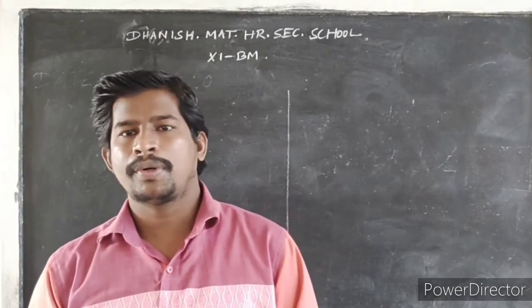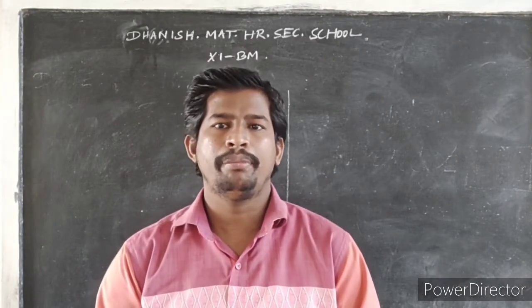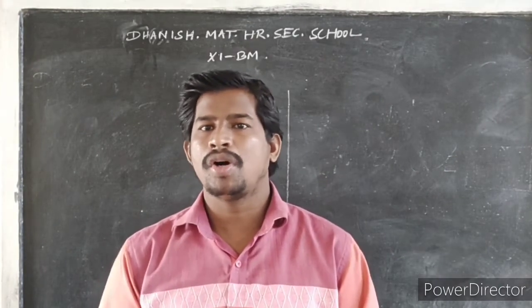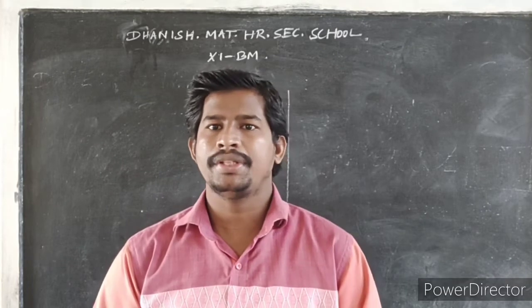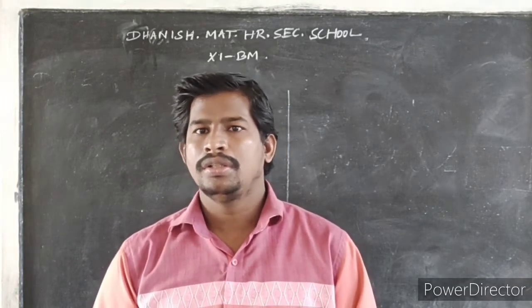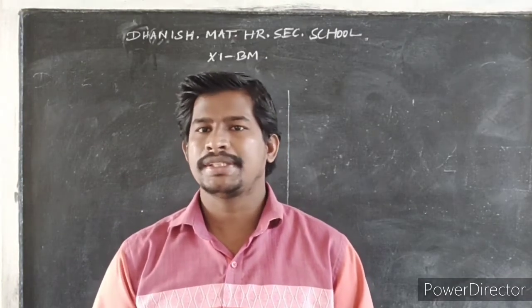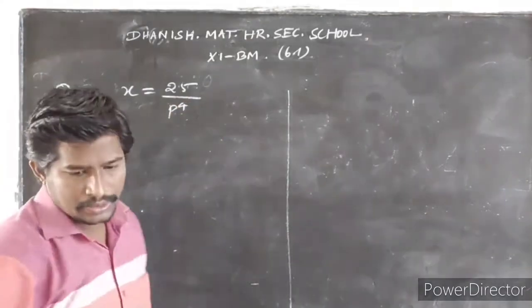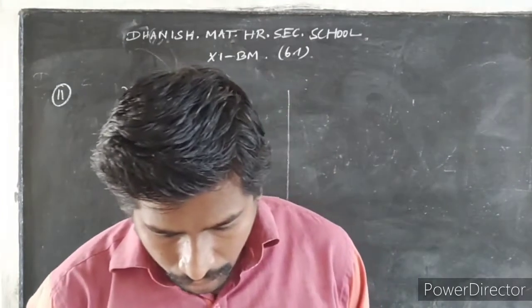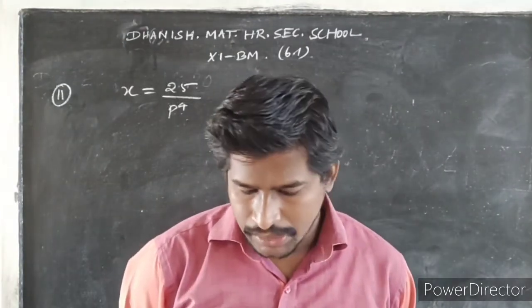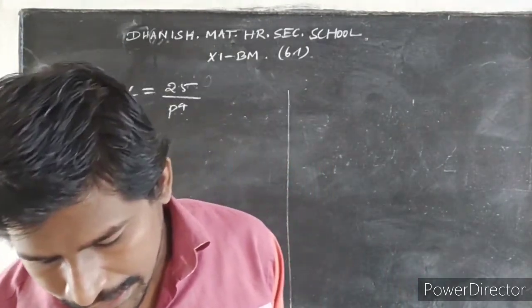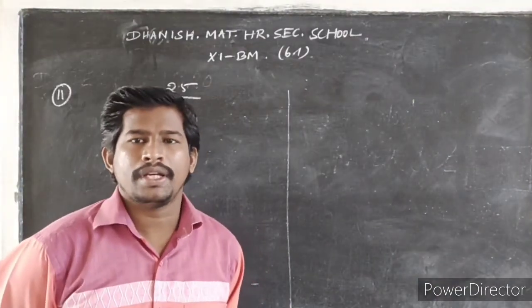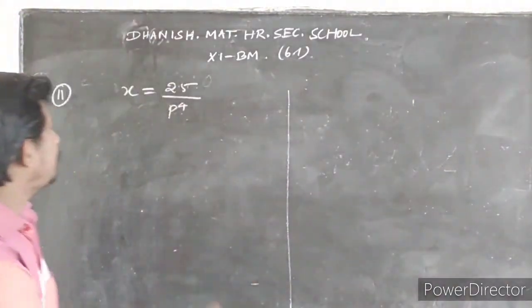Last class we learned some problems from exercise 6.1 based on average, marginal cost, average profit and so on. Today we are going to continue the same exercise with the same concepts, where 1 less than or equal to p less than or equal to 5, determine the elasticity of demand. Here we are going to find the elasticity of demand.